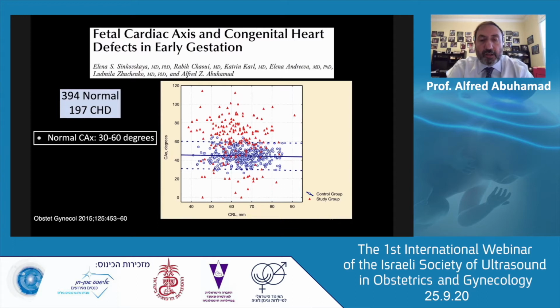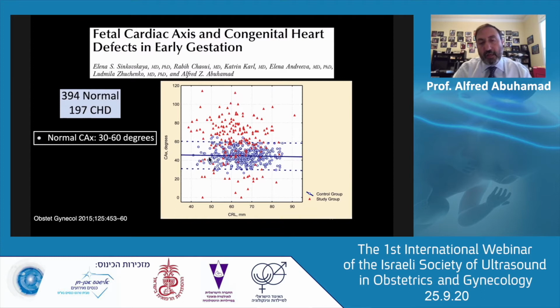We did a large multi-center study looking at the value of the cardiac axis in the first trimester in the detection of congenital heart disease. You see in blue here fetuses that are matched controls 2-to-1, and the red triangles are fetuses with congenital heart disease in the first trimester: 197 fetuses with congenital heart disease matched to 394 controls.